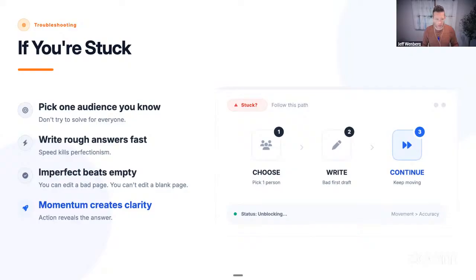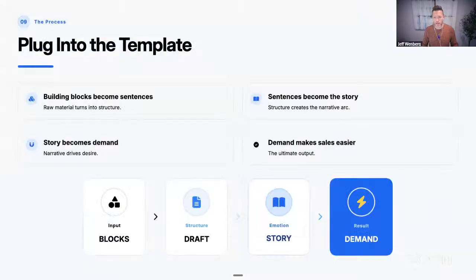Okay. So now what we're going to do is take all of the data that we just collected and put it into the enrollment story template, because that's what's really going to create that demand. The story is going to drive the narrative that gets them to say, oh wow, that's exactly what I've been talking about, and yeah, I should pay attention.